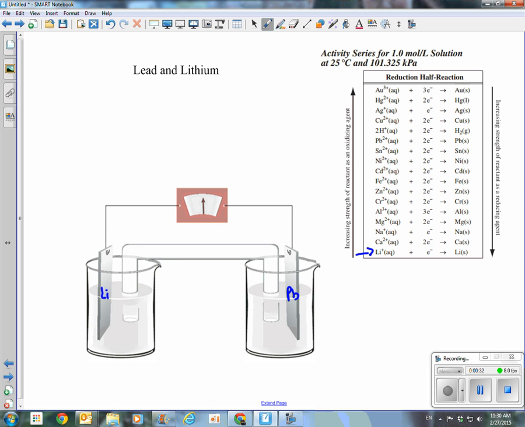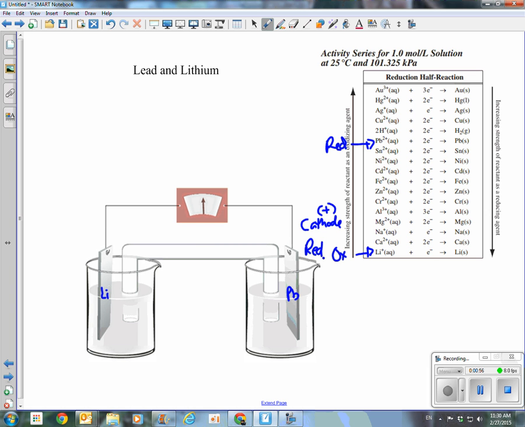So lithium is way at the bottom, and lead is well closer to the top. So this one's going to be reduced. This one's going to be oxidized. So lead is going to be reduced. So this is reduced. Okay, so because of that, it's going to be the cathode. Okay, and the cathode is positive.